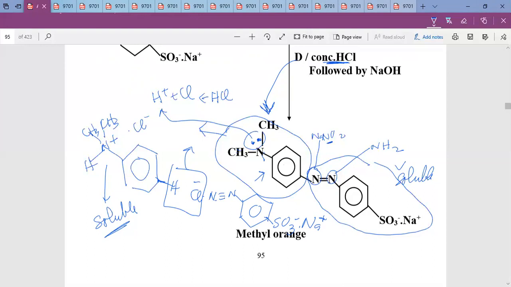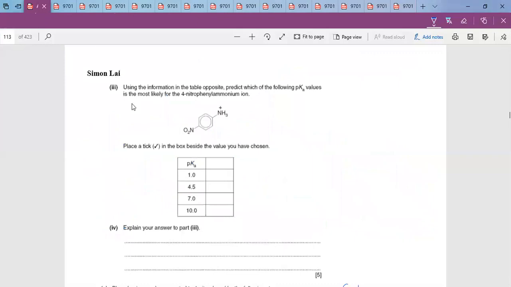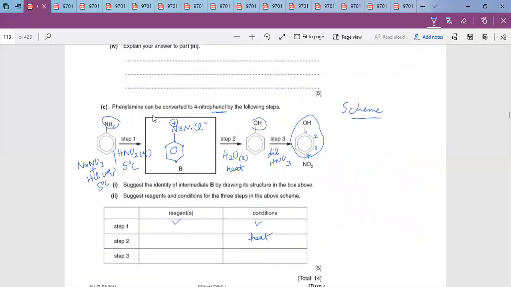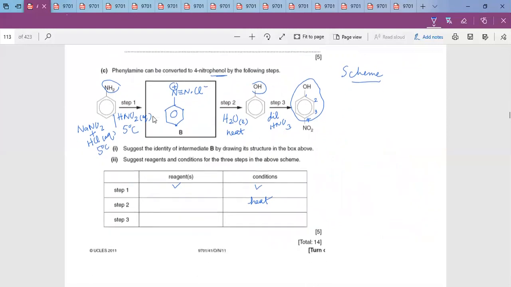Now let's look at the first question, which I'll do now for you. Page 113. Okay, 113, here we are. We seem to have done it.